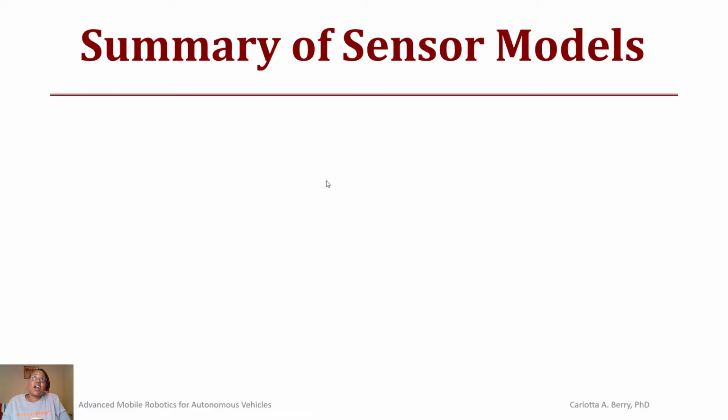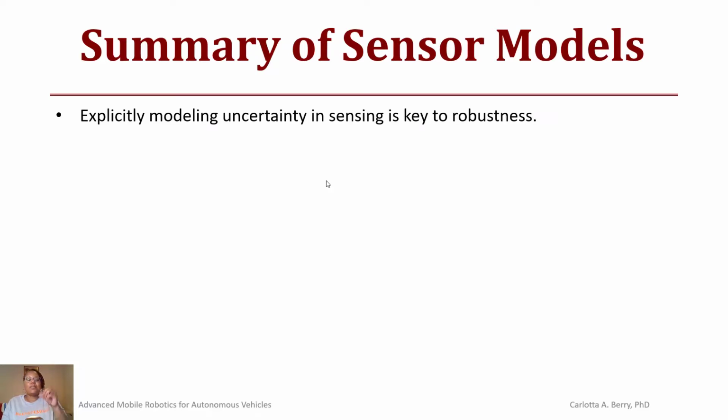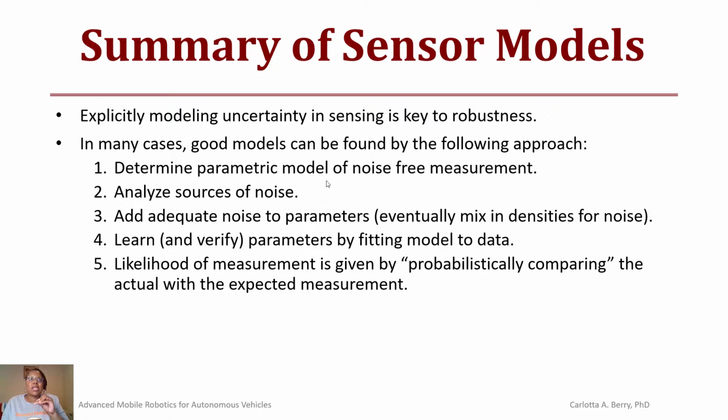So in summary of our probabilistic sensor models, we can explicitly model uncertainty in sensing, and it's key to be robust. So in many cases, we can come up with a good model, and it can be found by the following approach. Determine a parametric model of a noise-free measurement. Analyze what are the possible sources of noise. Then add adequate noise parameters, eventually mixed densities for the noise, like we had uniform, Gaussian, etc. And then learn and verify the parameters by fitting it to your model. And then that way you can determine your noise parameters and then find the likelihood of a measurement given some kind of probabilistic comparing of the actual with the expected measurement.